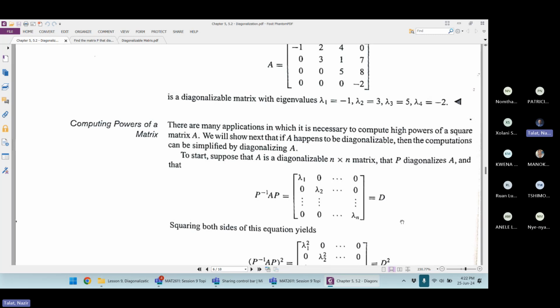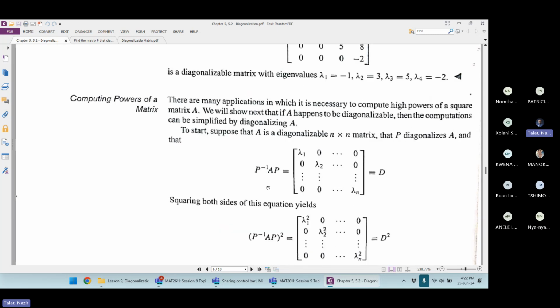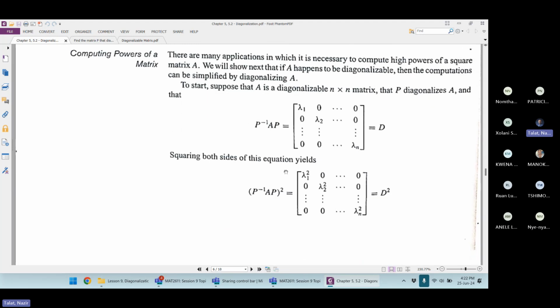For example, we know that if a matrix A is diagonalizable, then we can find a matrix P such that P inverse A P is equal to D, where the D matrix always contains the eigenvalues on its diagonal entries. Now, if we take its square, we know that the square of a diagonal matrix is only the square of its diagonal entries. So it is D square.